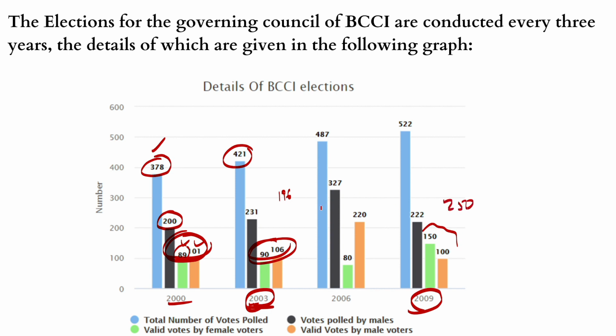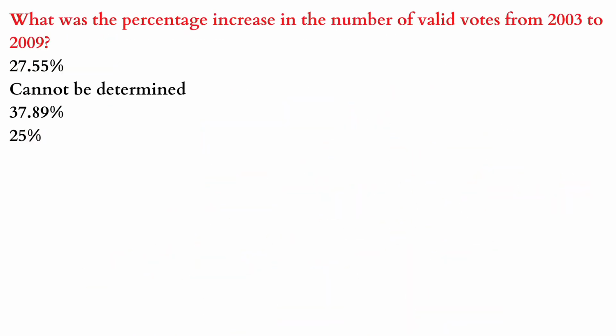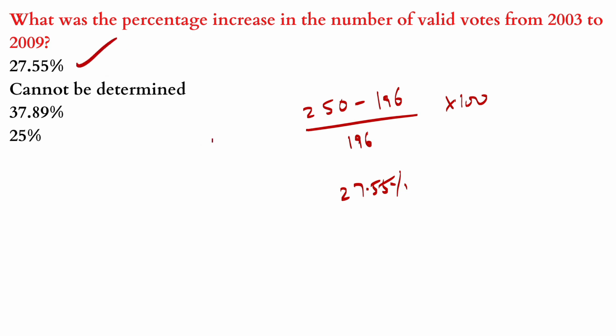So we have to take the difference divided by the initial value, times 100. 250 minus 196, divided by the initial value, which is 196, times 100. So we'll get 27.55%. Option A is the answer. This is the percentage increase.